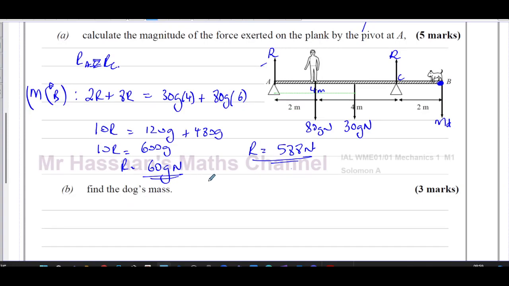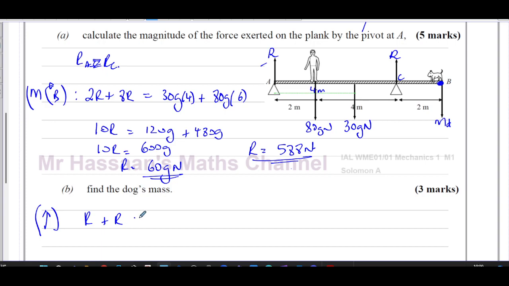Now part B says find the dog's mass. So now we know the reaction forces. We can use the fact that the upward forces and the downward forces are the same. Or if you want to, we could take moments about any point we want. So for example, now I know what R is, I can take moments about C, or even the center here. I can take moments about the center, and the clockwise moments and the anti-clockwise moments will be equal. But I think the easiest thing to do is to use the fact that we have R plus R.